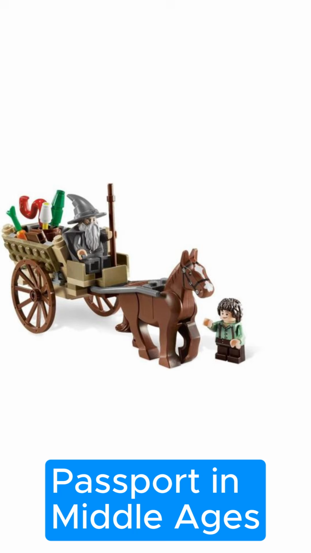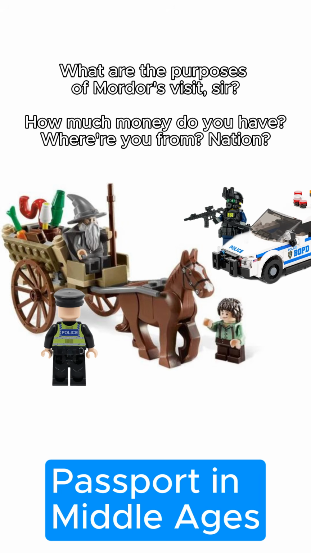Therefore, if Gandalf and Frodo lived in the 21st century, they would be stopped at passport control at the border with Mordor, and asked to show bank statements and employment records, and they would not be allowed to cross, and the Ring of Omnipotence would never have been destroyed.